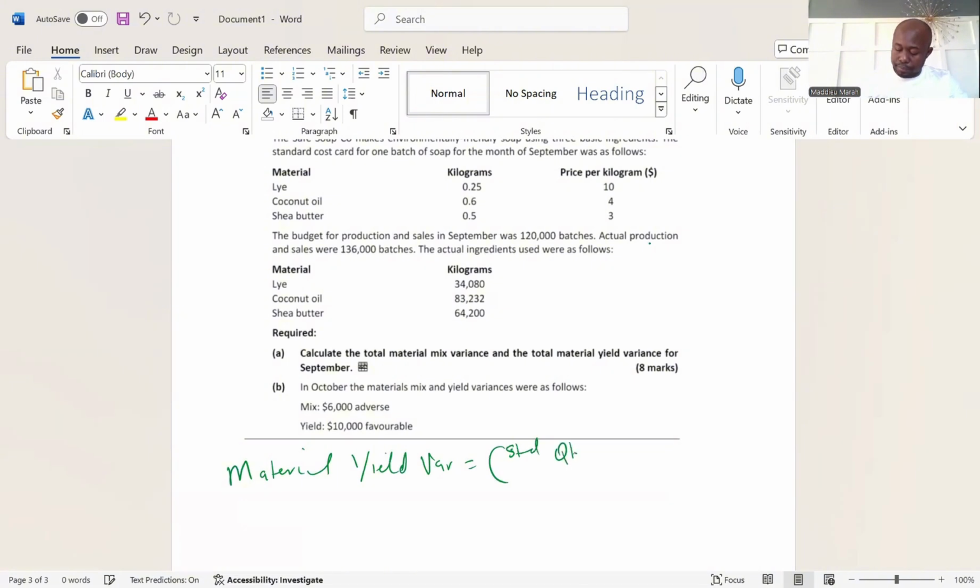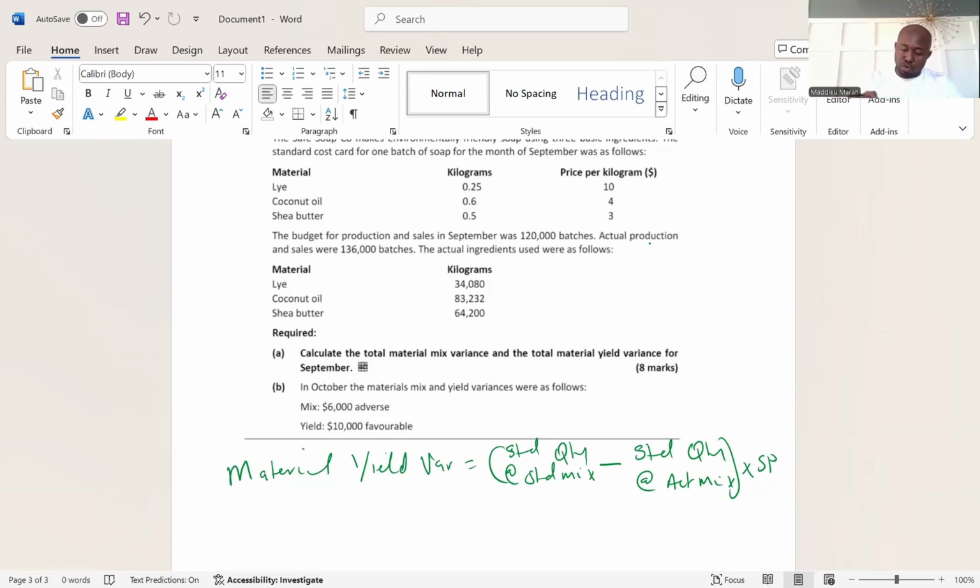Standard quantity at standard mix minus standard quantity at actual mix, multiplied by standard price. These are the formulas. Standard quantity at standard mix minus standard quantity at actual mix multiplied by standard price. This is our formula. Now that we have the formula, we'll start the same table.